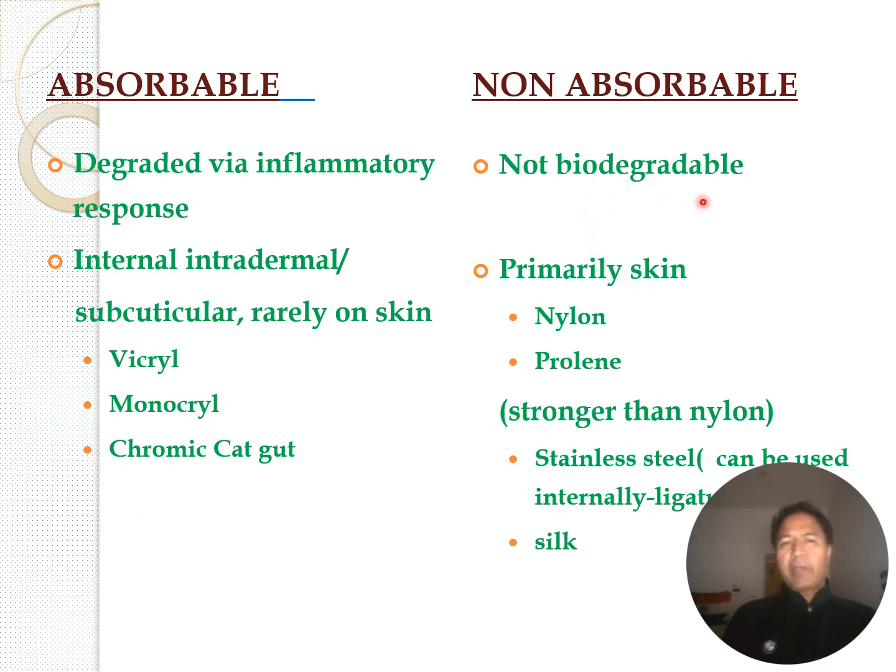Now we have non-biodegradable, non-absorbable sutures. They are primarily used for skin: nylon or prolene. Stainless steel, which is stronger than nylon, can be used internally and for ligation, and silk can also be used. So we have nylon, prolene, stainless steel, and silk. Here we have Vicryl, monocryl, and chromic catgut, which are absorbable.